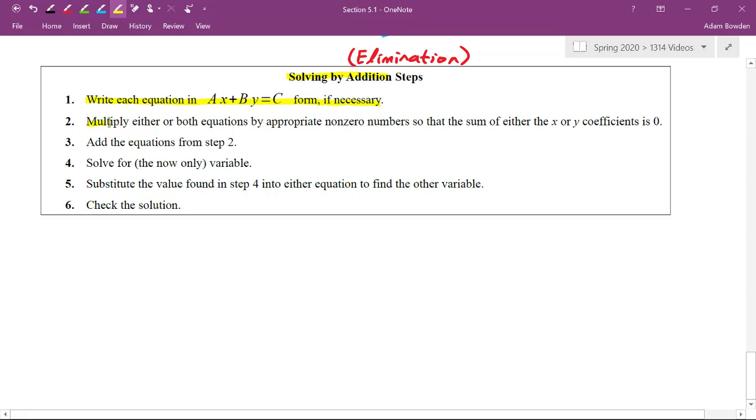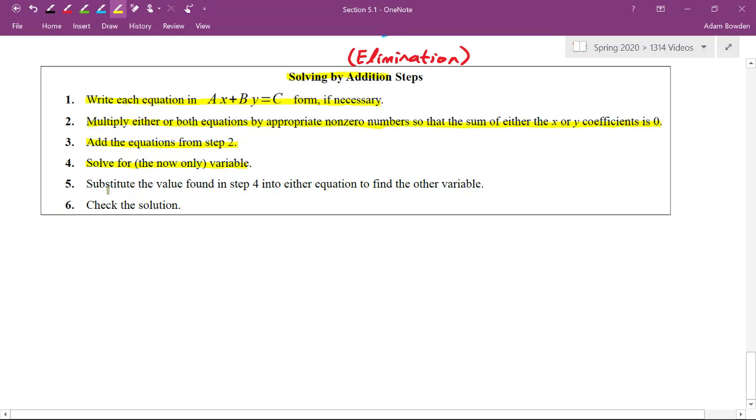And then what we'll do is we'll multiply either or both equations by an appropriate non-zero number, so that the sum of either the x or the y coefficients is 0. And by that we mean if we can add the x's or add the y's so they cancel out and go to 0, we're going to remove that variable, leaving us with just one of the two variables left to solve for.